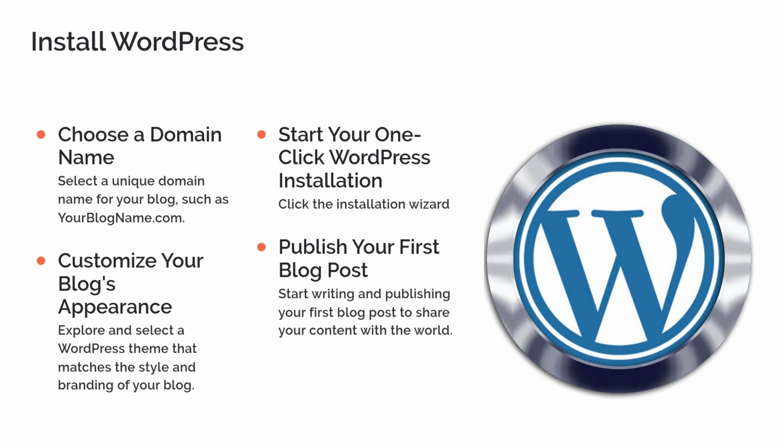Install WordPress. If you're using Bluehost, SiteGround, or any of the top hosting providers, you'll find a one-click WordPress installation option. Simply log into your hosting account, find the WordPress icon, and click to install. It's that easy. You'll be up and running in just a few minutes. Choose a username and password.